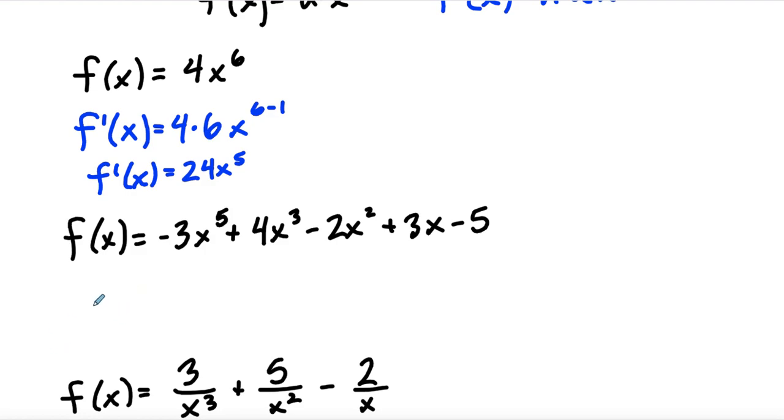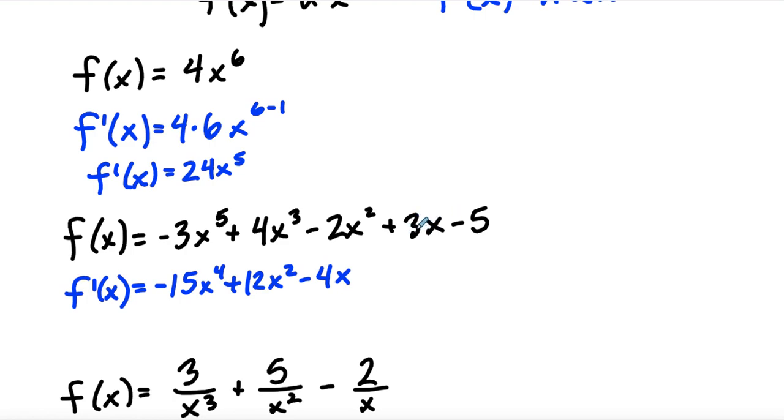Okay, so now we're going to speed up the process a little bit. I'm not going to write out every single step, but we'll explain it. So we're going to take this 5 down front, multiply it by -3. That gives us -15. Subtract 1. We have x to the fourth. Same thing again. 4 times 3 gives me 12. And then we have x squared. Now take that 2 down front, multiply it by -2. We're going to have -4. And then x squared minus 1 is just going to leave me with x to the first power.